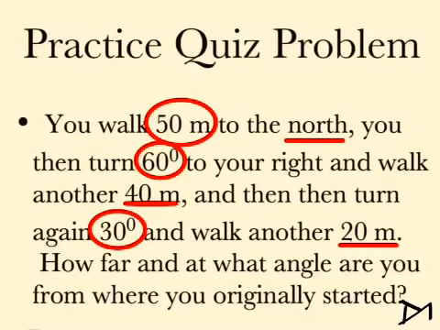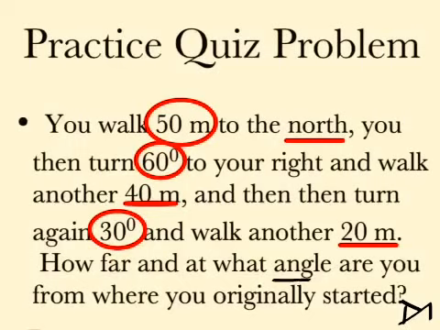Now let's look at this story here. You've already seen this in the lecture, and it's one of your lecture quiz problems. You walk 50 meters north. Circle the information you need. You turn 60 degrees to your right. Walk another 40 meters. Then you turn again 30 degrees to your right and walk another 20 meters. How far? Net displacement. And what angle are you from where you originally started?